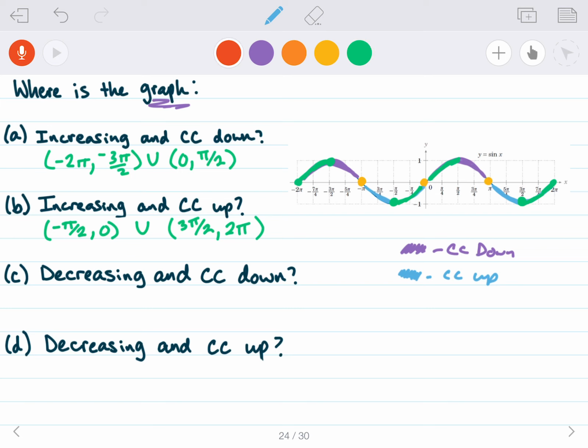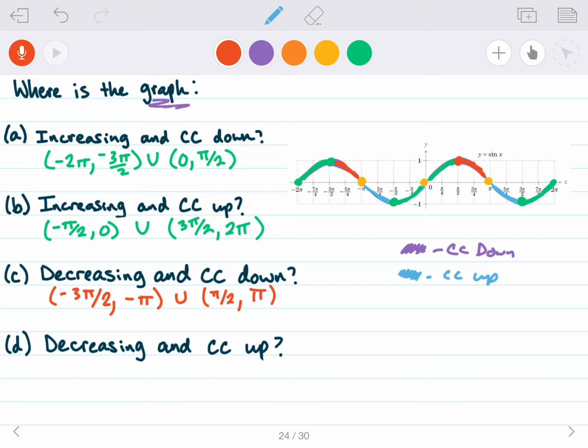Decreasing and concave down. We start at negative 3 pi over 2, and then the height starts decreasing until negative pi. Concave down, that is. We have to have that in our category as well. So this is negative 3 pi over 2 all the way to negative pi. And then we'll union that with, again, it's concave down from pi over 2 to pi, and it's also decreasing there. So we'll union that with pi over 2 to pi.